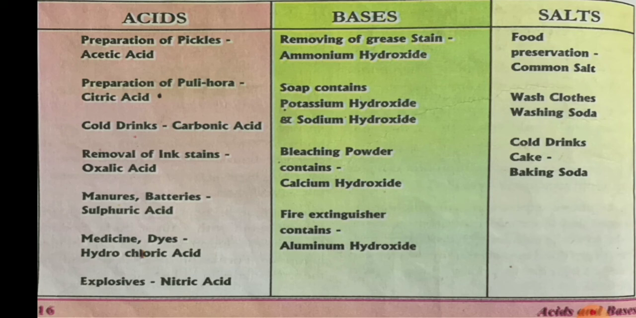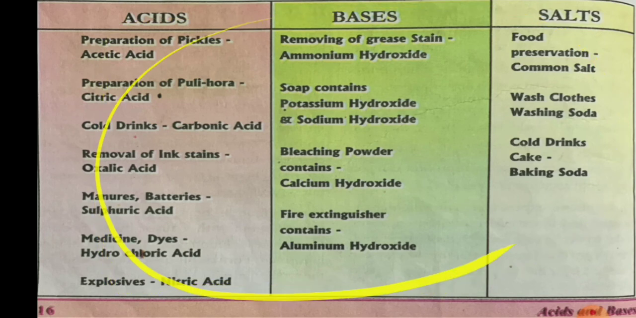Let's go to the next module. Here is a table where acids, bases and salts are given. It is there in your textbook, children. After reading the content from your textbook, just prepare this. That means the name of the substance and what acid is present in it. In the same way, bases: name of the substance and what base is present in it. In the same way, salts are also given. You must know all these examples. These are very, very important, children.